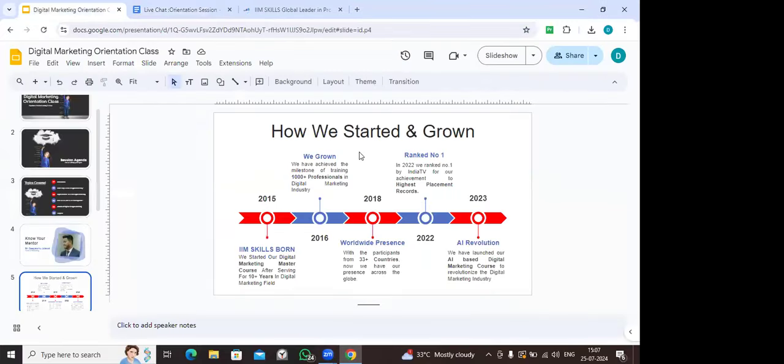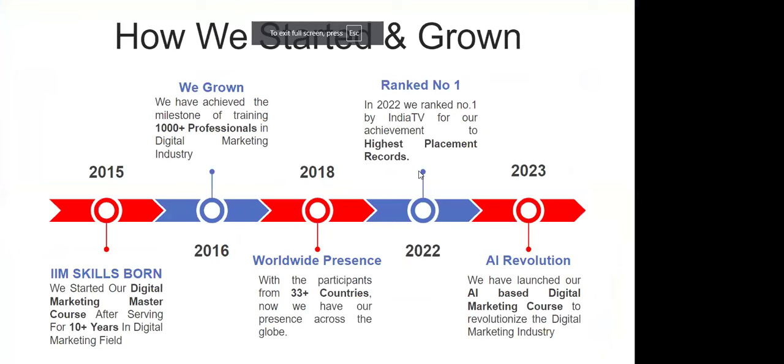Apart from this, when I come back here, in 2022 we were ranked, similarly in 2023 we achieved, and now we are on the same track in 2024 as well. In 2023, we also launched our AI-based digital marketing program, which is the industry's first AI-based digital marketing program. Before 2023, nobody was offering this.